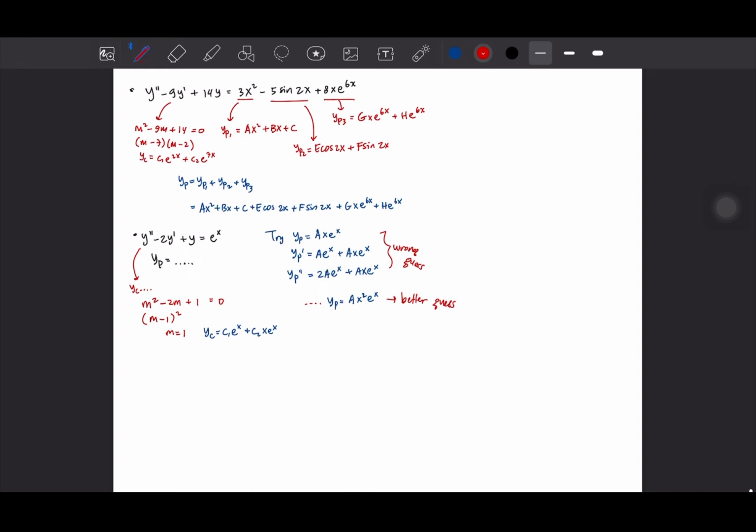Today's class, I think I just give you this slide information, just to summarize what we did before. And then we are going to introduce you to the new technique we call the variation of parameters.